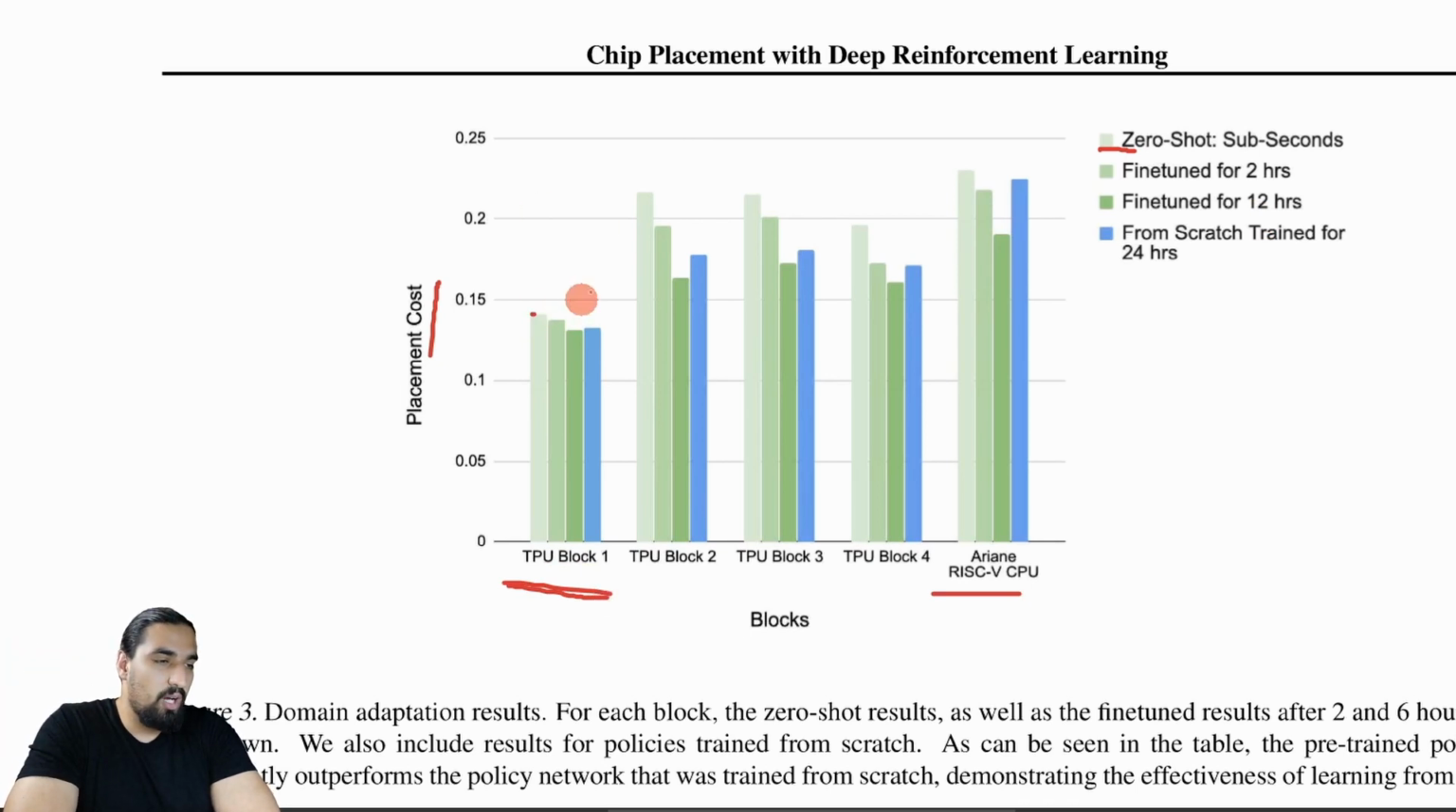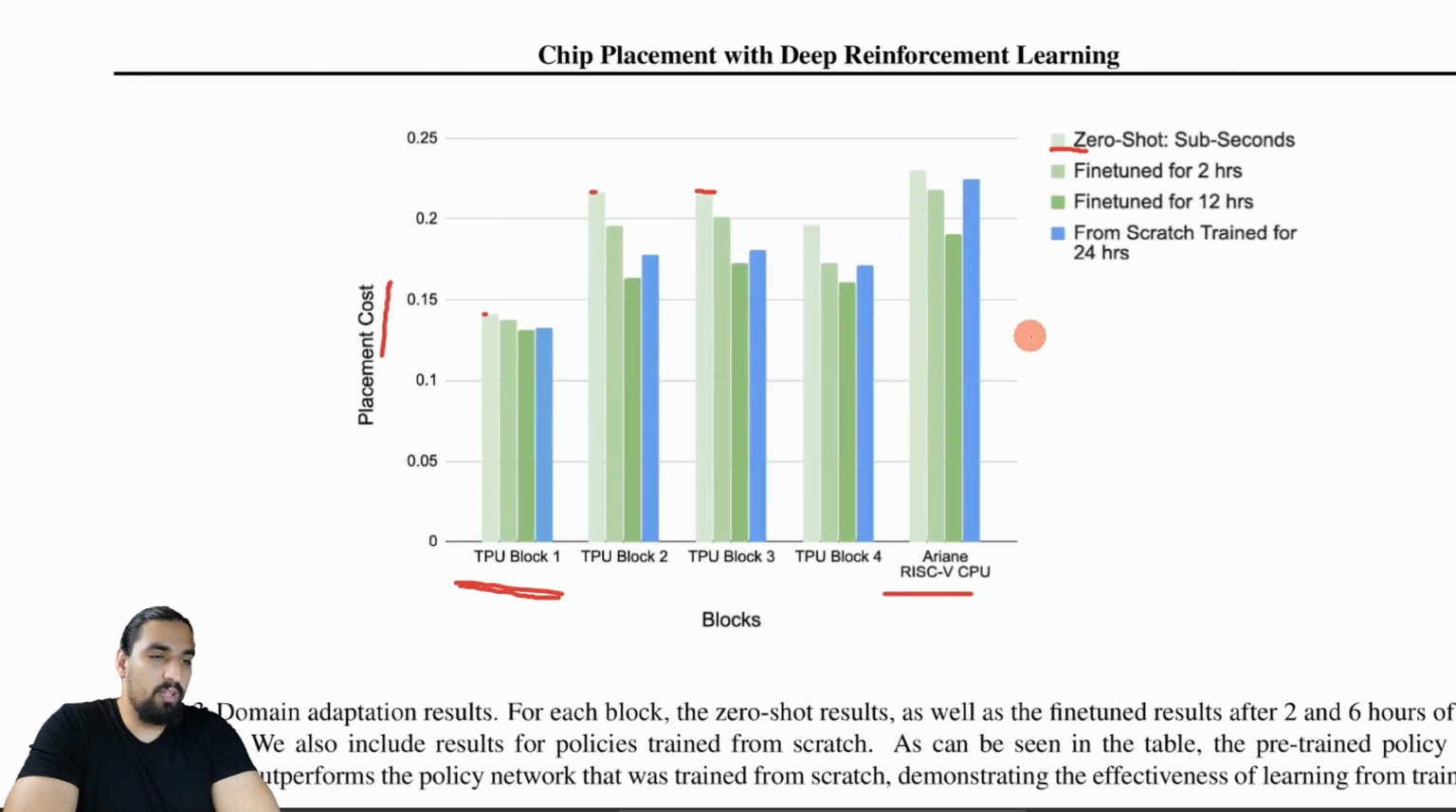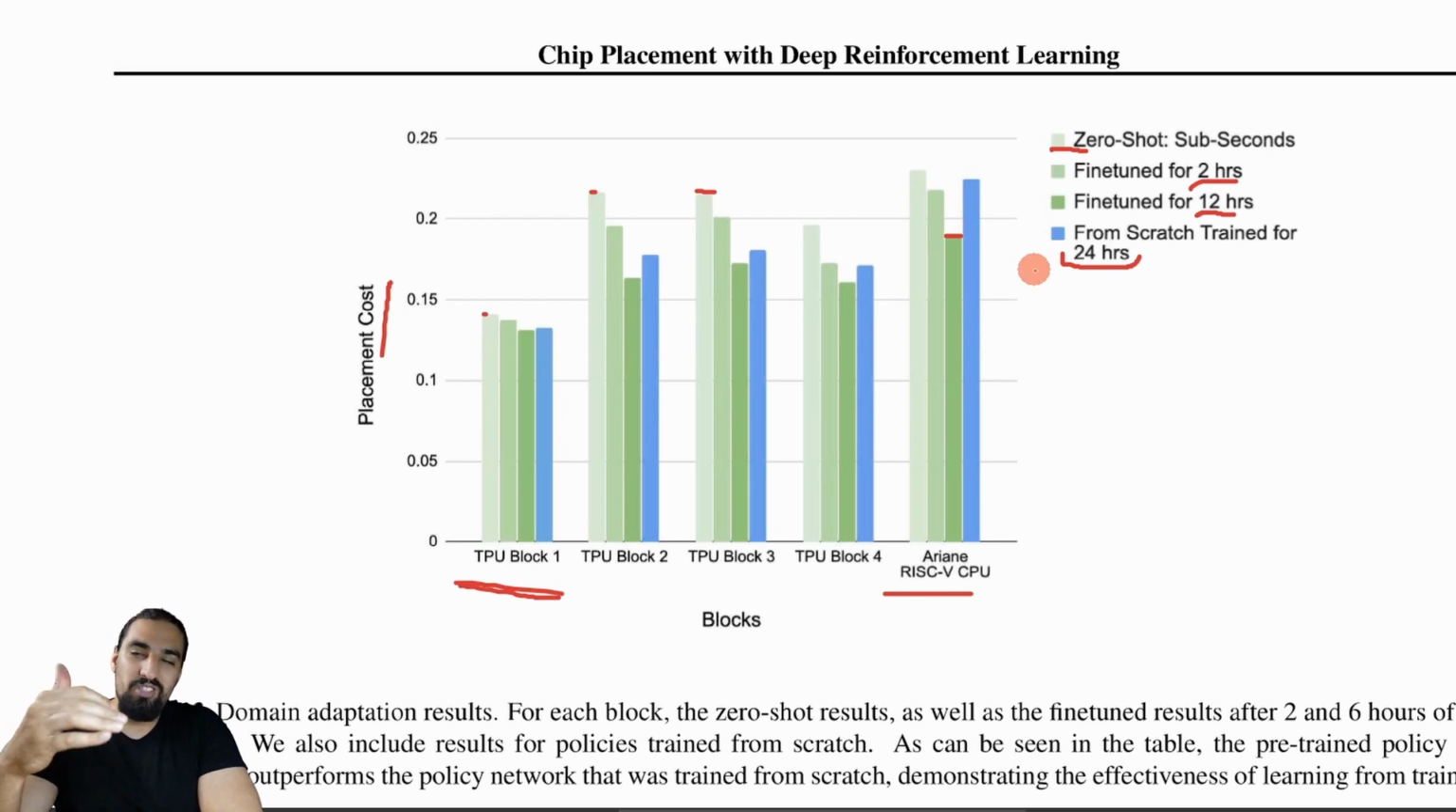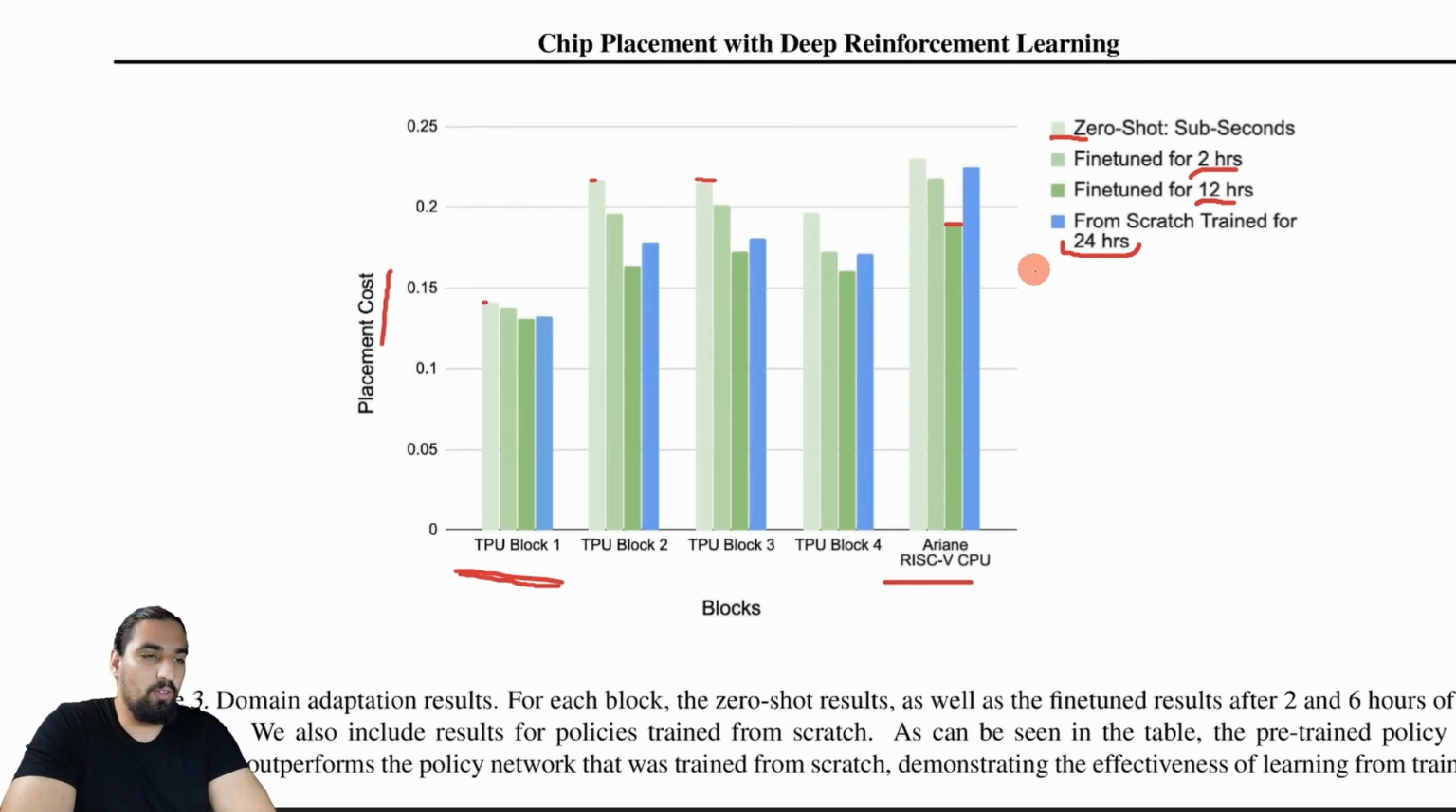As you can see, zero shot is pretty decent. And then if you fine-tune it for 2 hours, you get even better performance. In 12 hours, you get even better performance. But the point is, if they train it from scratch, without that previous information from those other 20 chips, after 24 hours, it still performs poorly. It's still much worse compared to this one that's fine-tuned for 12 hours. So this means it generalizes to new, never before seen chips. That's the benefit of a learning system. Okay.